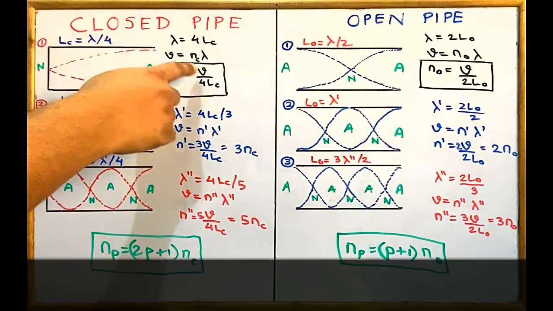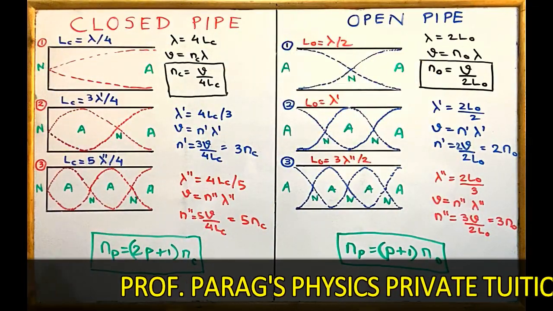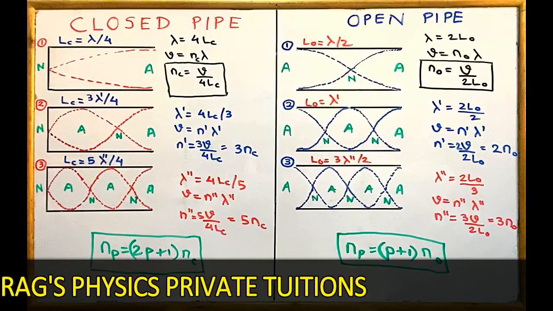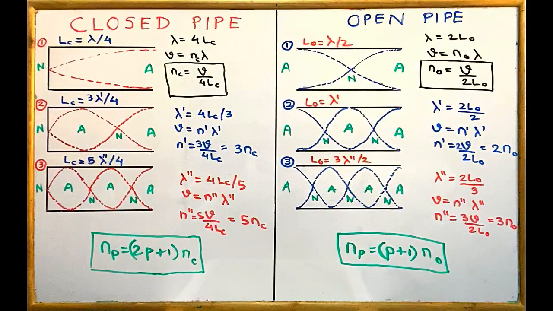So NC is V by 4 LC, NO is V by 2 LO, NP is 2P plus 1 NC for a closed pipe, and here NP for an open pipe, right, it's P plus 1 NO. These are the formulae, the main formulae that we need to know in case of a closed and an open pipe.